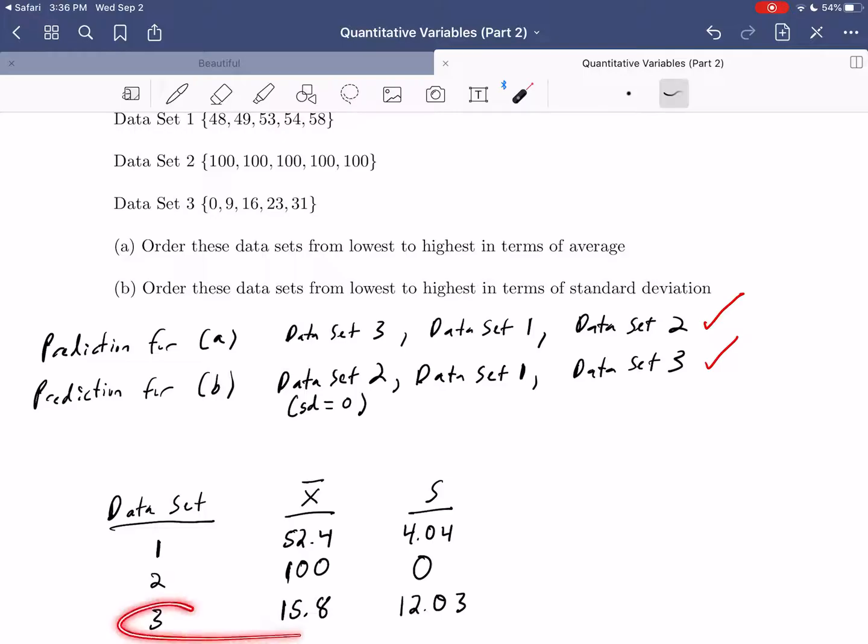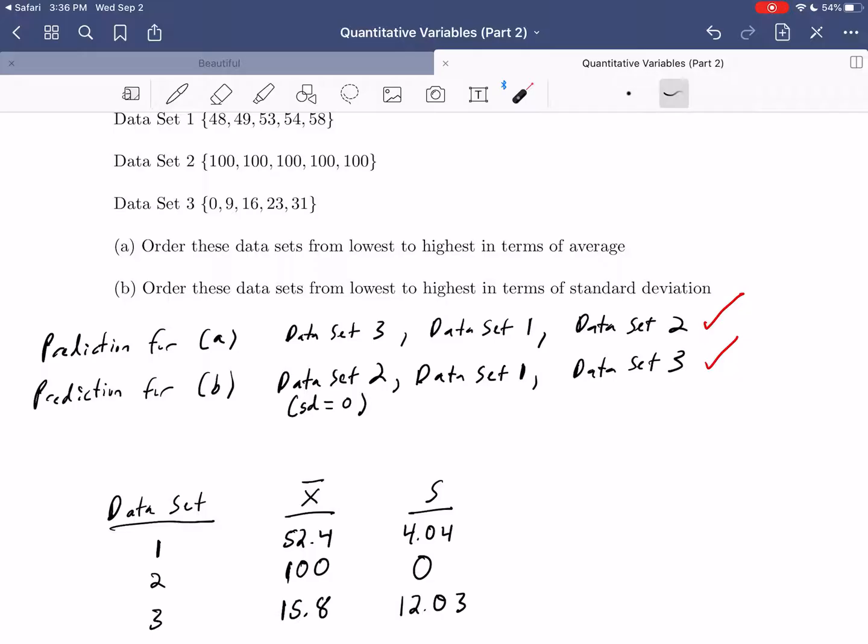Whereas dataset 3 has a high level of inconsistency because it has a high standard deviation. All right, now let's turn our attention to talking about the third attribute of quantitative data that we wanted to study, which was the shape of a quantitative variable. This means we need to start talking about visual displays. So let's introduce our first visual display.